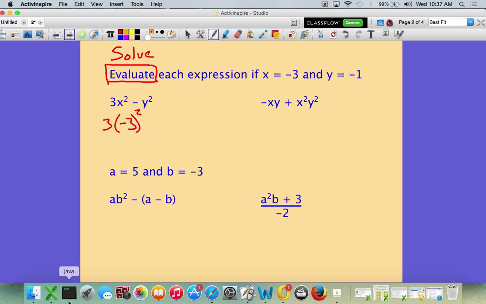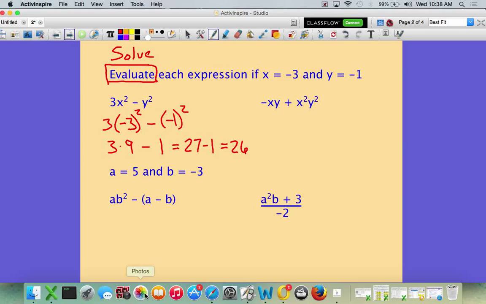That is wrong. Instead, what we have to do is take the (-3) squared, which is 9, times 3, minus (-1) squared, which is 1. Notice I took care of the parentheses, and then I dealt with the exponents at the same time. Alright, so our next step, since we don't have parentheses anymore and we don't have exponents, we deal with multiplication next. So 3 times 9 is 27, and then we deal with the -1 to get an answer of 26.